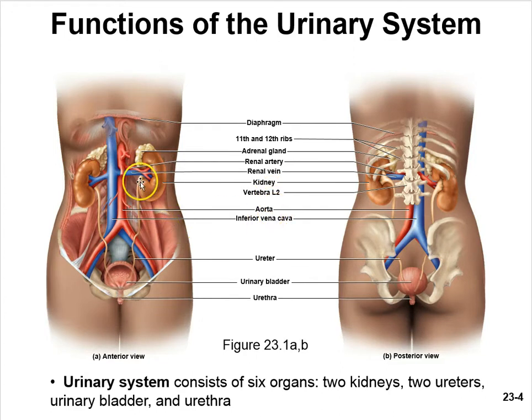We can see the tubes coming from the kidneys. Those are the ureters and the urinary bladder and the urethra. Also associated, we can see what's called the renal artery and the renal vein, which bring blood in and out of the kidneys. When you hear the word renal, think kidney. And also for perspective, we see the aorta and the inferior vena cava as well.